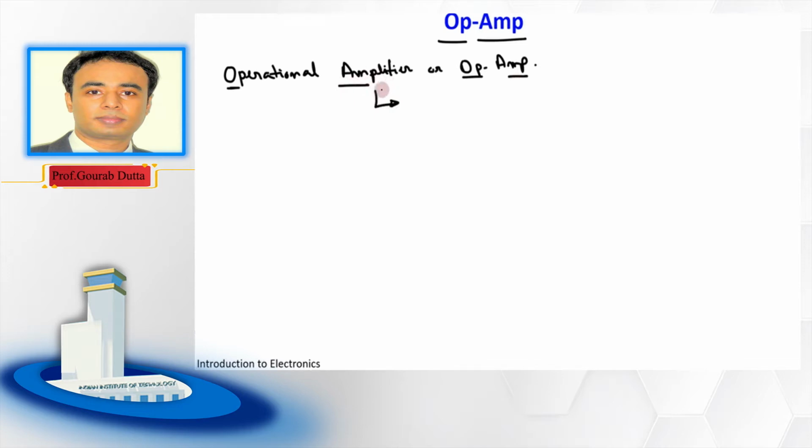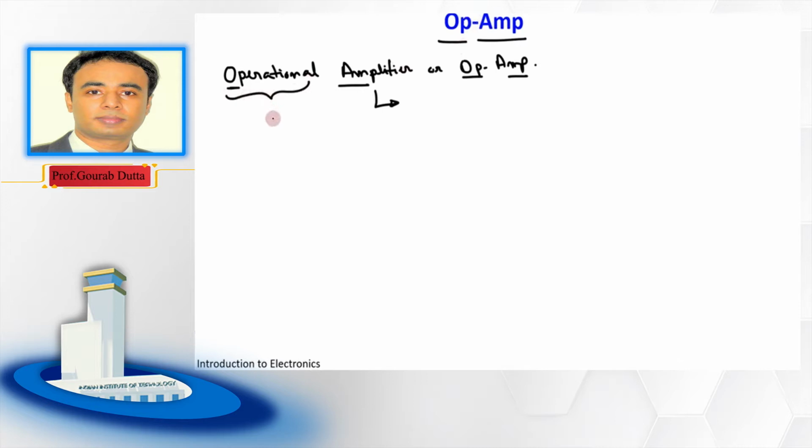An amplifier is a circuit which can amplify an input signal. That means for an amplifier, if you give one signal at its input, at its output you can expect the amplified version of that input signal, isn't it? Then why is it called operational, this op-amp?